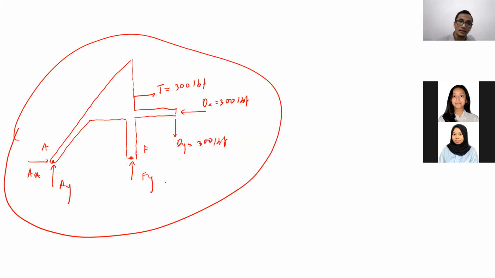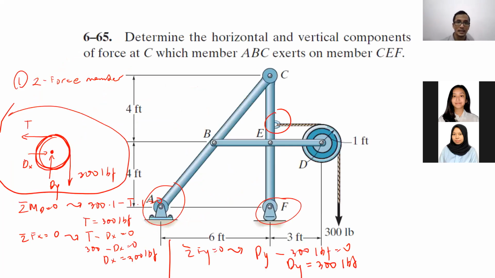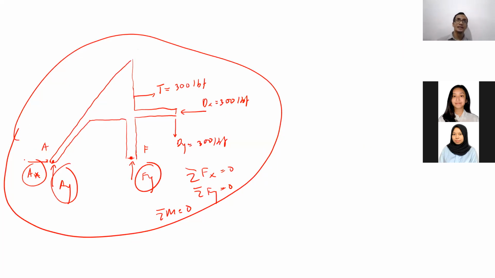Yes, sir. Yeah, we can solve it, right? We can solve it using sigma Fx equals 0, sigma Fy equals 0, and sigma moment equals 0 to solve for these three, because those three are now our unknowns. After solving for those three, then we can separate the two-force members. We can separate all the members there. I will not try to calculate all the results here.